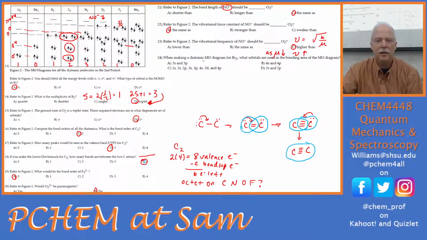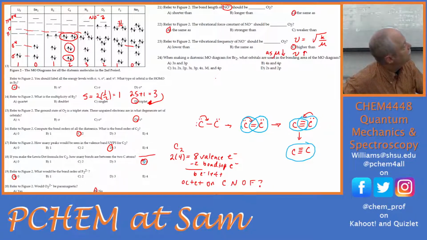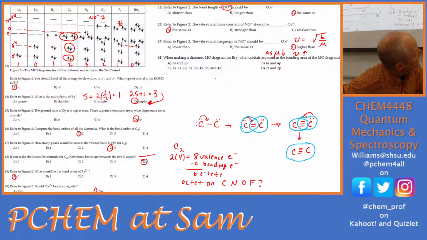And so then we're making a diatomic MO diagram for bromine, Br2. What orbitals are used in the bonding area of the MO diagram? And so we look at bromine, it's over there on row 4. Okay, so it'll be the 4s and the 4p.